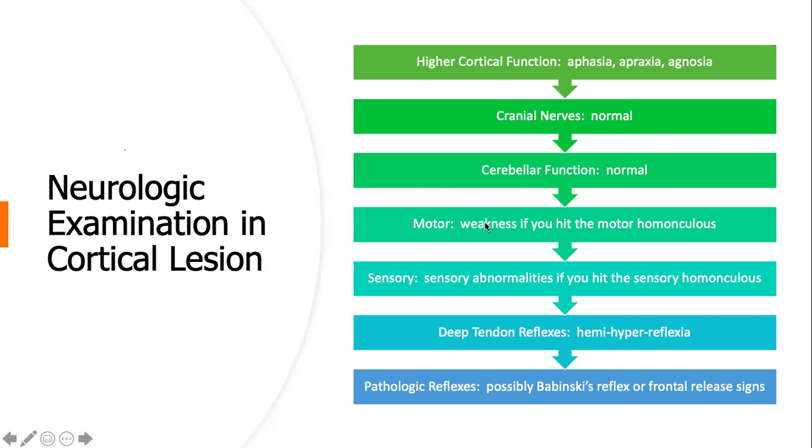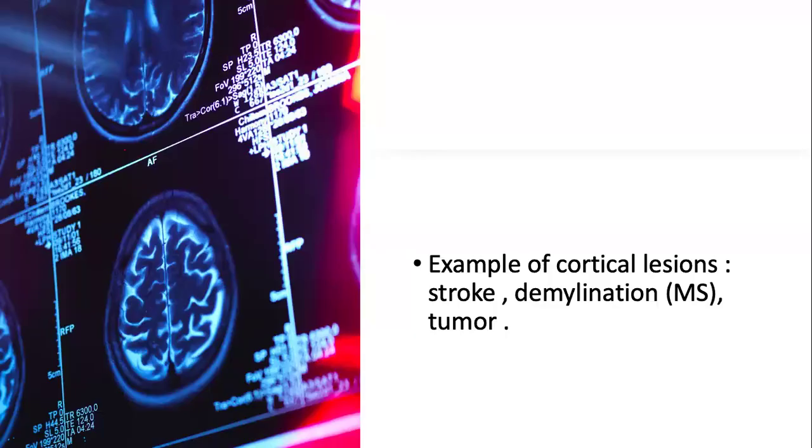I will find a motor weakness, and it depends which area of the homunculus it hits, so maybe the upper limb is affected more than the lower limb or vice versa. I can have a sensory change if it hits the sensory area or the sensory homunculus. Upper motor neuron findings, so hyperreflexia. I can find pathological reflexes like the Babinski sign, or a positive or upgoing toe. So that's what happens when we have a lesion in the cortex.